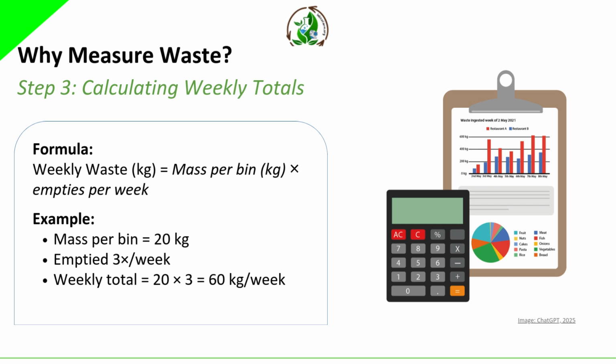That weekly number is incredibly useful. It shows us trends, helps set reduction goals, and allows us to compare strategies over time. Imagine two cafeterias. One generates 60 kilograms per week, another generates 200 kilograms. Where would you focus first if you wanted to reduce emissions? Right? The bigger hotspot. This is where math helps us target action.